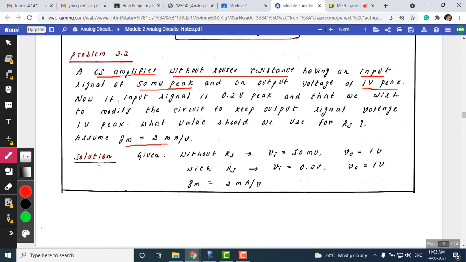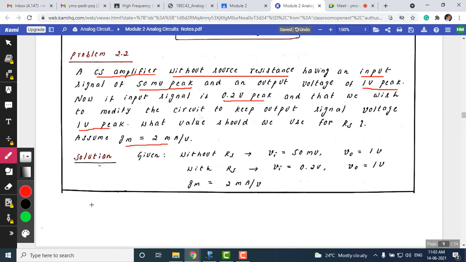In the second part of the problem, what we are trying to say is, if the input signal is 0.2 volt peak, obviously the input signal has been increased from 50 millivolt all the way to 0.2 volt, and we wish to modify the circuit to keep the output signal voltage 1 volt peak. That means we want to have the same output voltage though there is an increase in the input voltage. So the input voltage has been increased from 50 millivolt to 0.2 volt.